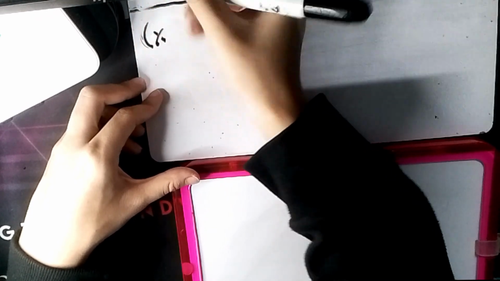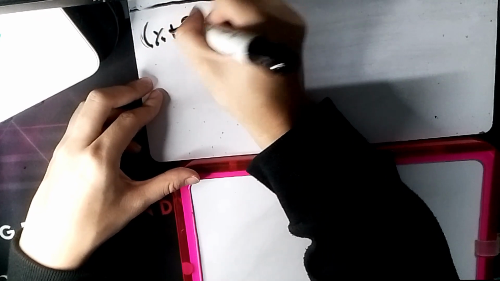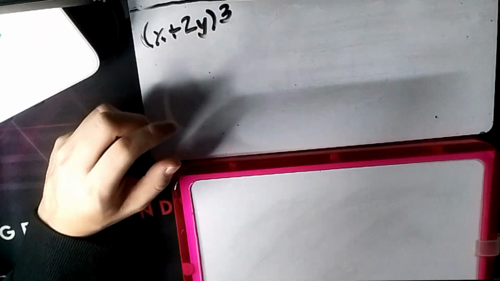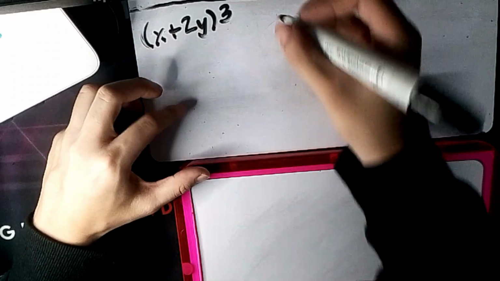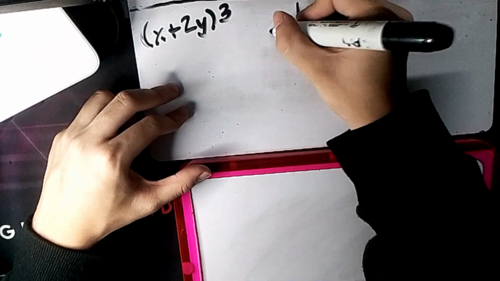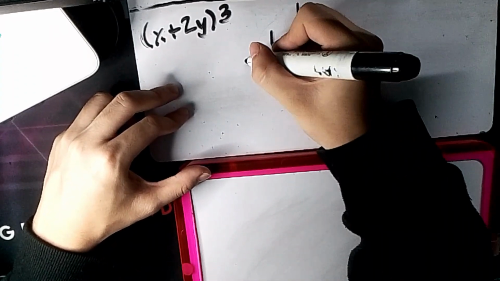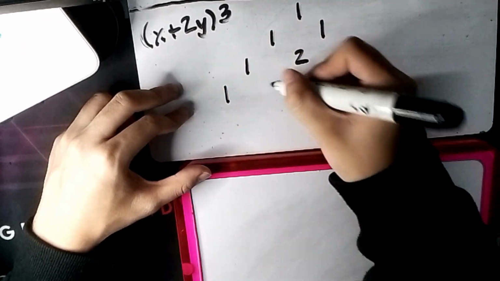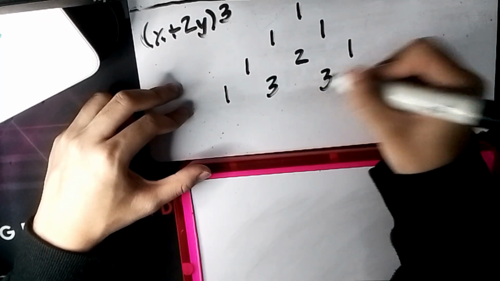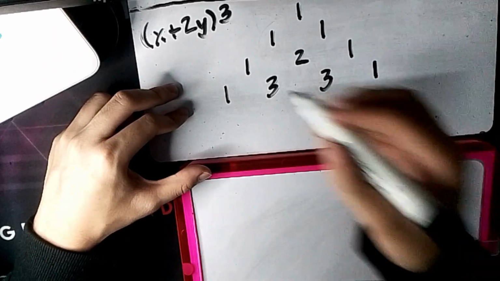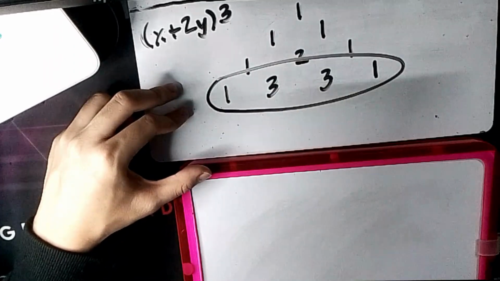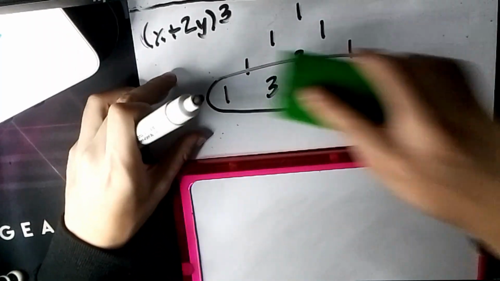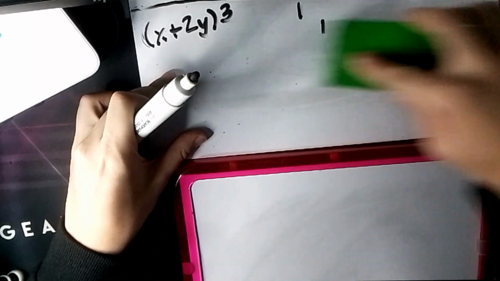Let's take this equation, x plus 2y cubed, or to the third power. Now using Pascal's triangle, this is what we're gonna have. So 1, 1. Here we have 1, 2, 1. And here we have 1, 3, 3, and 1. Which is what we're gonna use in this equation here, since it's to the third power. Let me just erase this real quick. There we go.